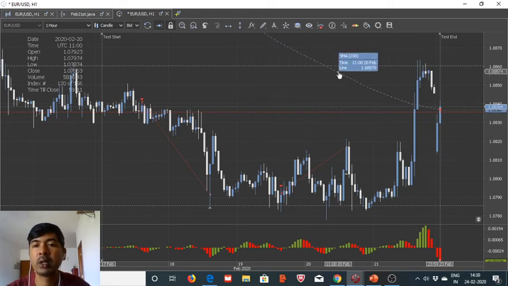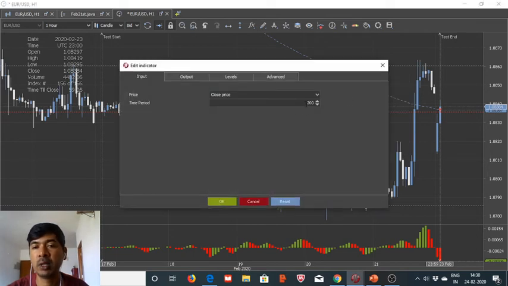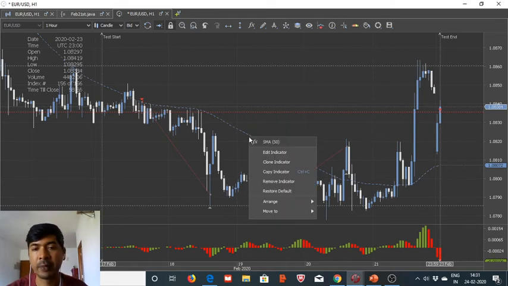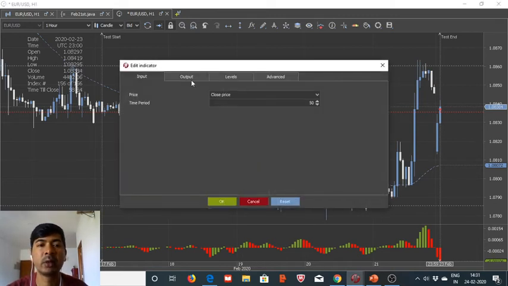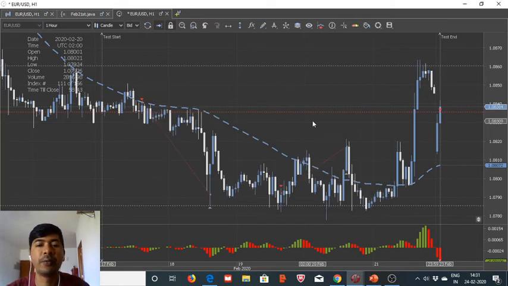There is a 200 SMA, and 200 SMA is kind of too far. We make it 50, and we get it like this. And I will increase the width so that it's better visible. So here, I hope the visibility is better now.